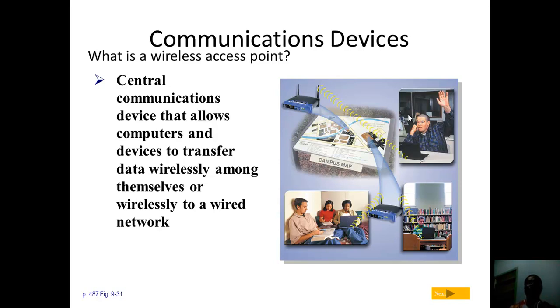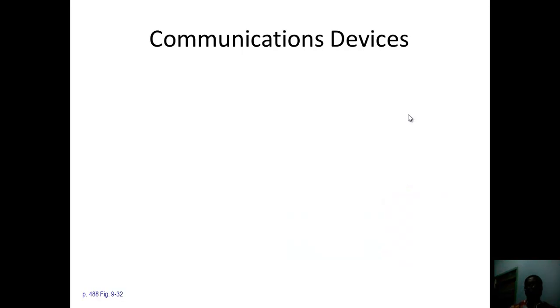Sometimes you come to a campus, you have various access points where you can sit and connect your laptops or phones to the network and then you start browsing. When you go out of the radius, you can't access the network. You see that it's not there. So that means they have a range in which you can access these networks. We call them wireless access points.